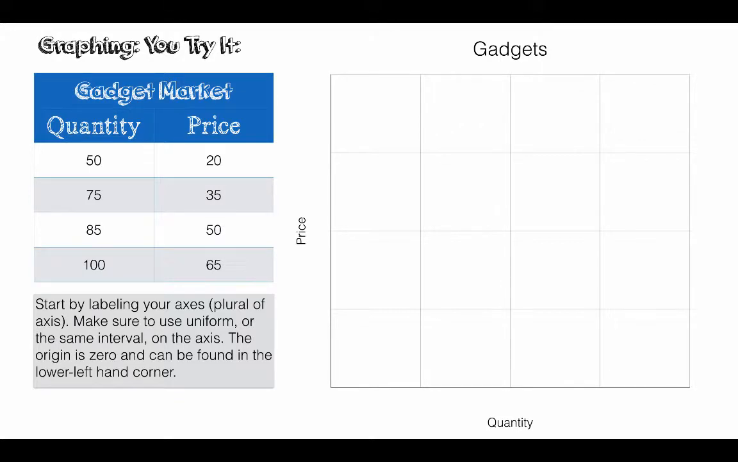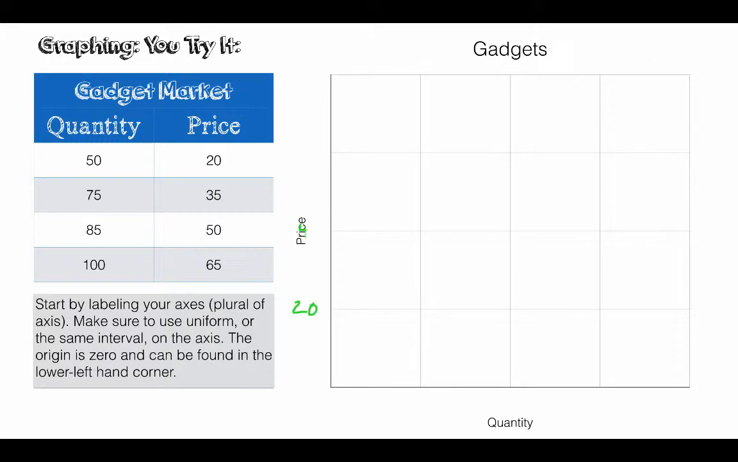Now here's where you guys get to start practicing, and I want to make sure that I assist you in understanding how this practice works. So what I'm going to do is start by labeling my axes. What I know is I have price on one side and quantity on the other. And for some of you guys, this may be old news. You've probably figured this out many times before.